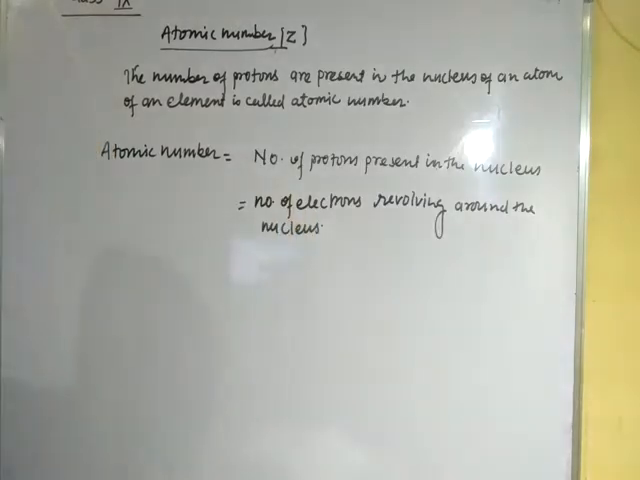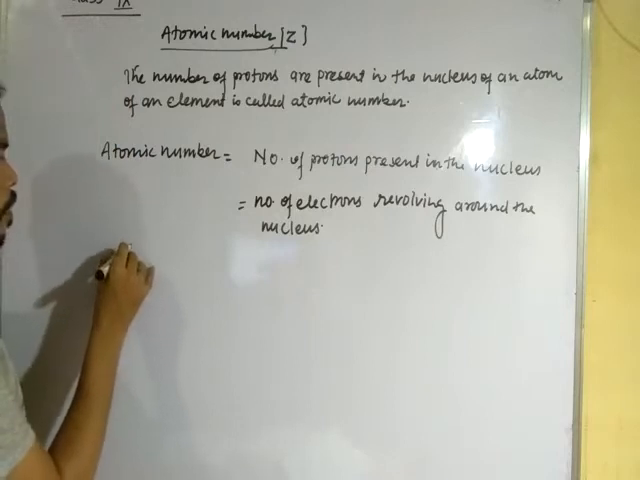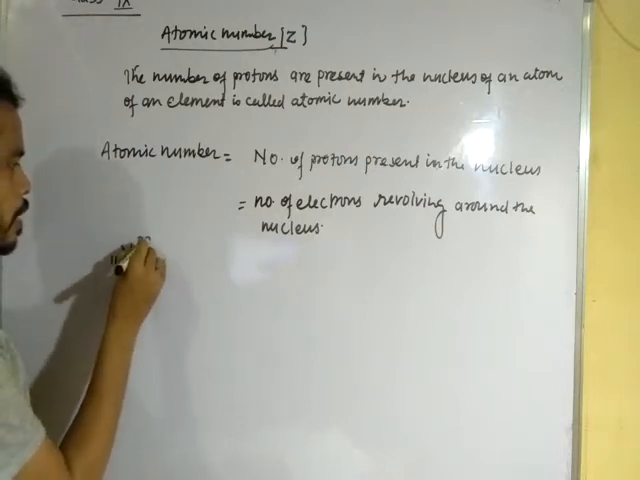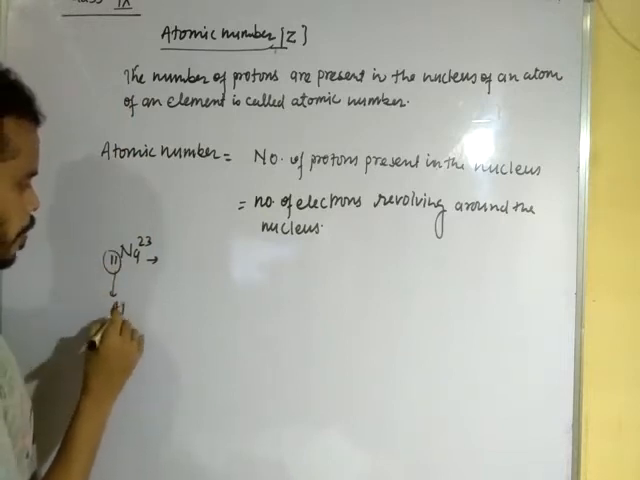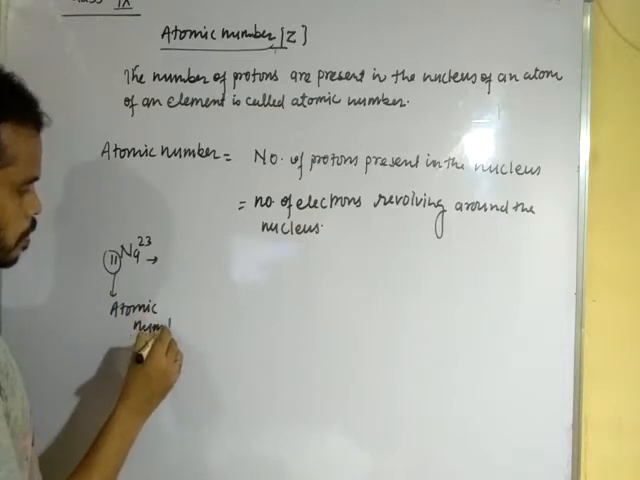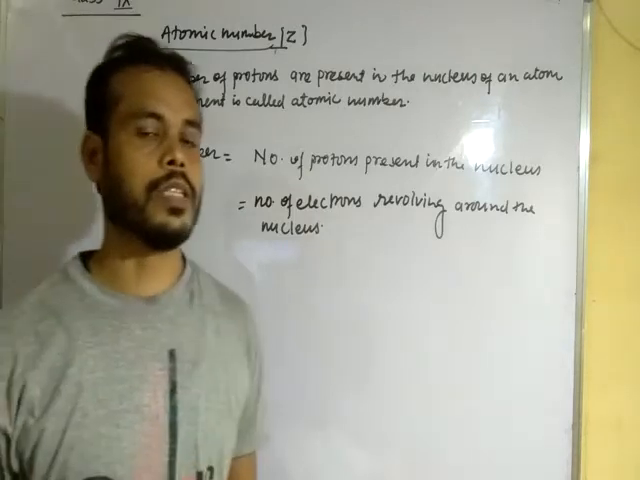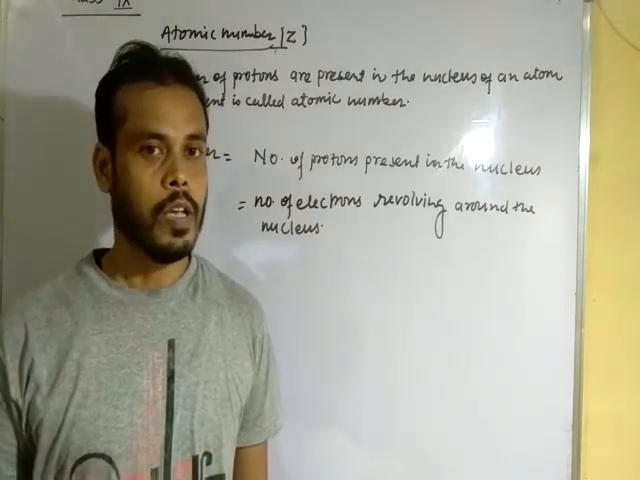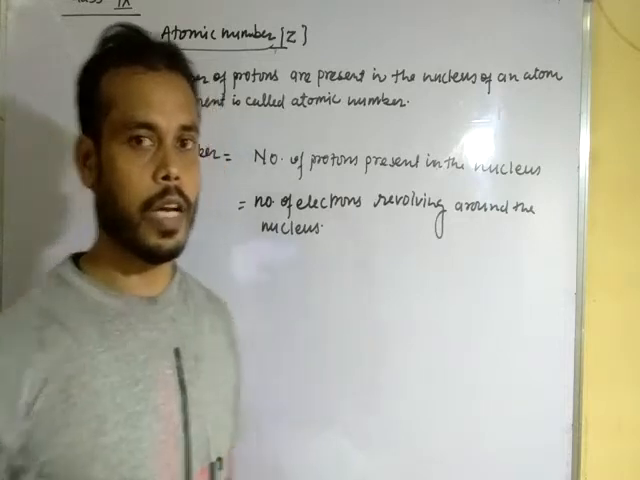Dear student, suppose sometimes we say that the symbol of sodium is 11, like this. That indicates the atomic number. That means sodium has 11 protons present in the nucleus, and also 11 electrons revolving continuously around the nucleus.